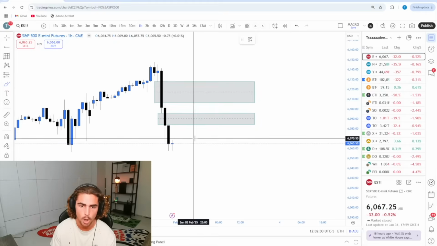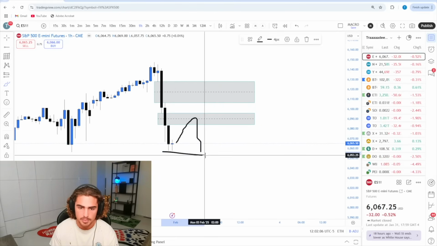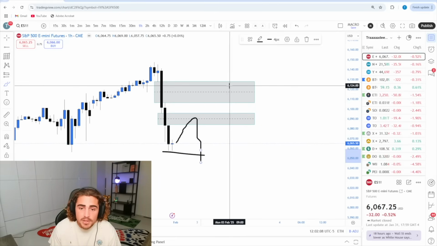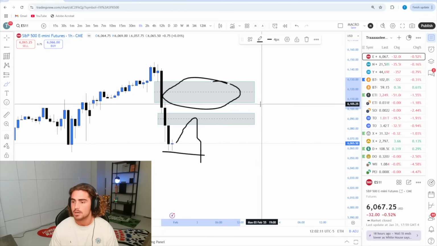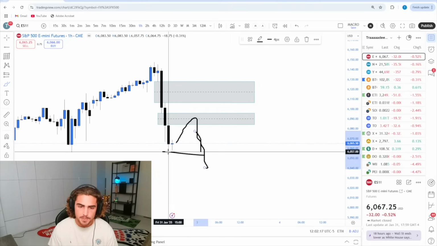Let's say price opens on Sunday, and we come up, we fill this imbalance, and then we come down and we take out this low. Now, even though there is this gap up here, we no longer care about it. Why? Because we have continued the downtrend. We have filled an imbalance and we have pushed past this low.